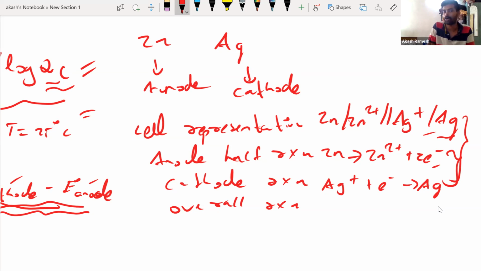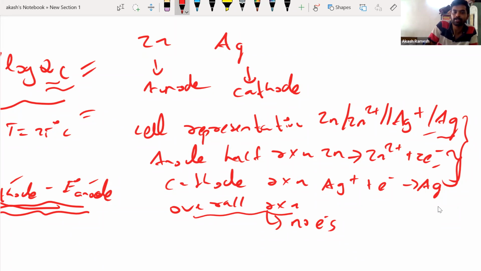Okay, fine. Now, guys, you have to remember one thing about the overall reaction. In the overall reaction, there should not be any electron present. No electron should be present in the reaction. When you write the equation, there should not be any electron present. Now for that, what should I do?